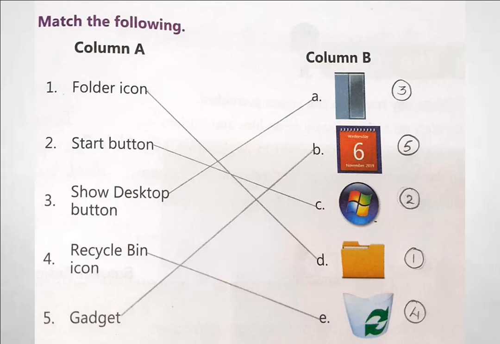You have to match the question with correct answer. First question, folder icon. The answer is D. Second question, start button. The answer is C. Third question, show desktop button. The answer is A. Fourth question, recycle bin icon. The answer is E. Fifth question, gadget. The answer is B.